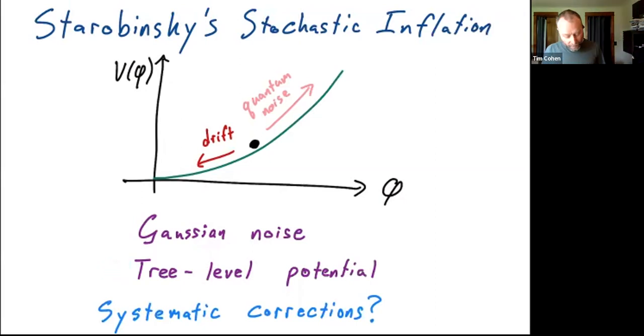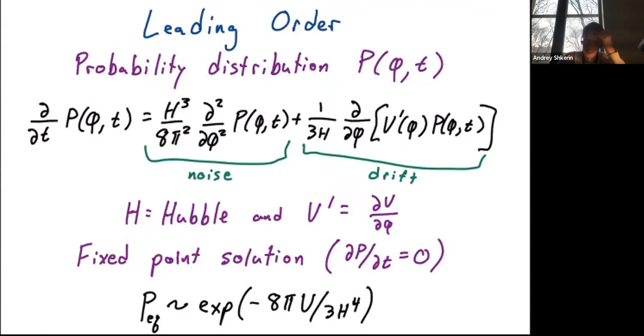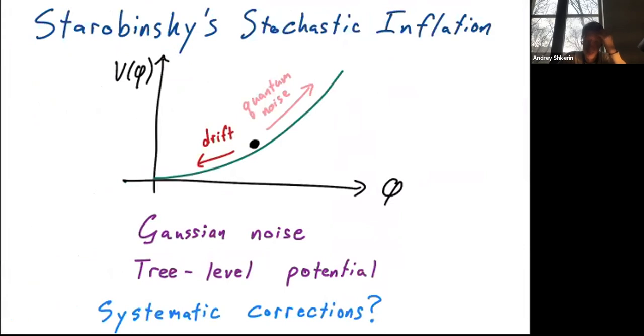And so the question that we want to ask is, can we figure out how to systematically correct Starobinsky's approach? Because, you know, at some level, Starobinsky understood this dynamics very intuitively, but everything that they did was just in this simple tree level and Gaussian approximation. And so what I want to show you is how we can use effective field theory to include systematic corrections to this. Okay. Sorry, but are those two things, like tree level potential and Gaussian noise, aren't they related somehow?